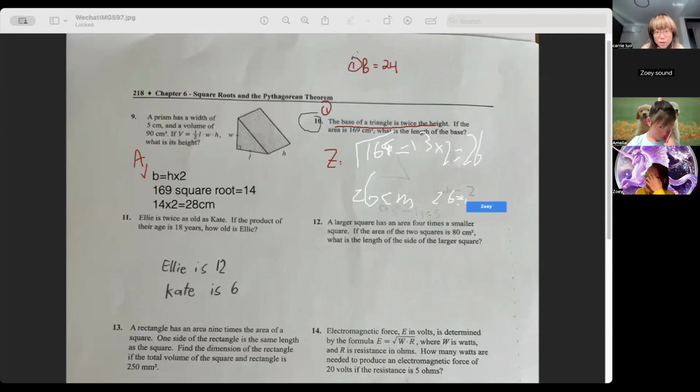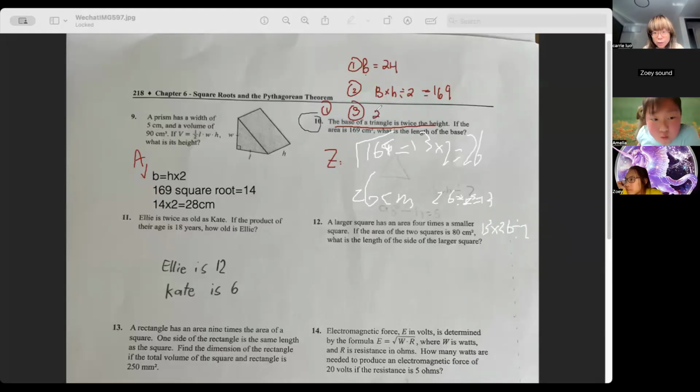This one, the first one, step one. Step two, how do we calculate the area? The area of a triangle should be what? Base times height divided by 2 equals 169. Correct? Zoe and Amelia? Okay, number 3. Because base equals 2 height, so it's 2 height times height divided by 2 equals 169. Correct? So 2 height and divided by 2 is gone. So it's height squared equals 169. So height equals 13 centimeters.